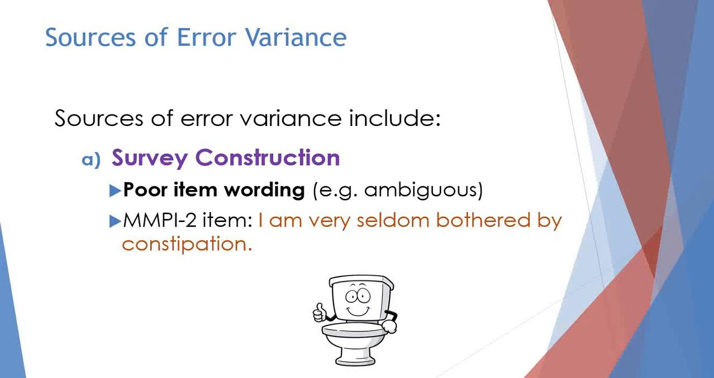But other people might have constipation quite frequently, it just doesn't really bother them. Hey, maybe they even like it. So they may answer with a low endorsement even though we were intending to actually tap their degree of constipation. I kid you not, this is an actual item in the MMPI-2. I think it was a holdover from an earlier version. So when items are ambiguous, that makes it very difficult for participants to respond correctly.